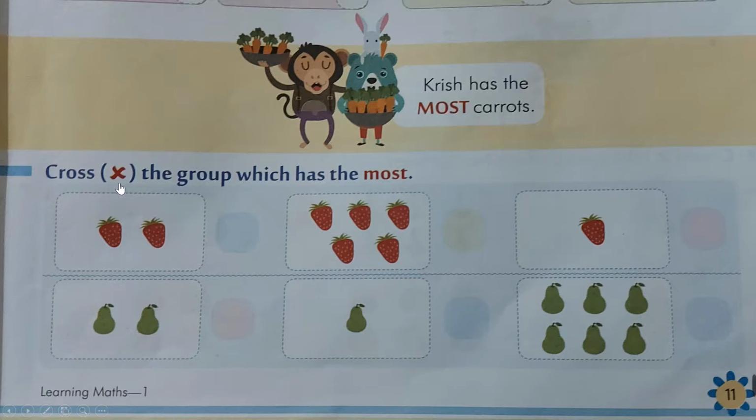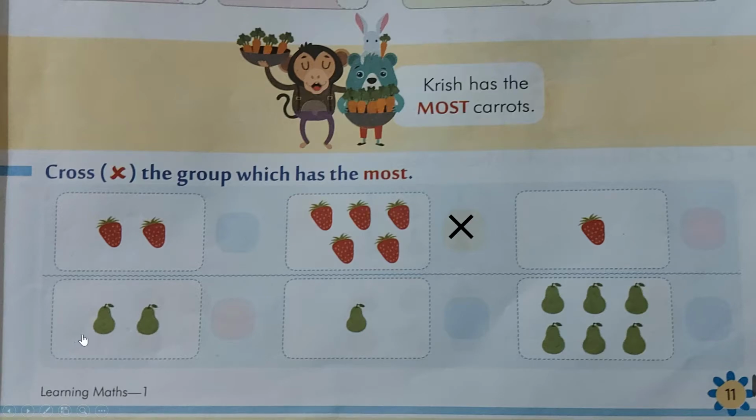Read the heading. Cross the group which has the most. Here they have given groups. We have to cross the group which has most. Here 3 groups of strawberries are there. In the first group there are 2 strawberries. Second group there are 5 strawberries. And in the third group there is only 1 strawberry. So which group has most strawberries? Second group has most strawberries. So we have to keep the cross mark here, children.